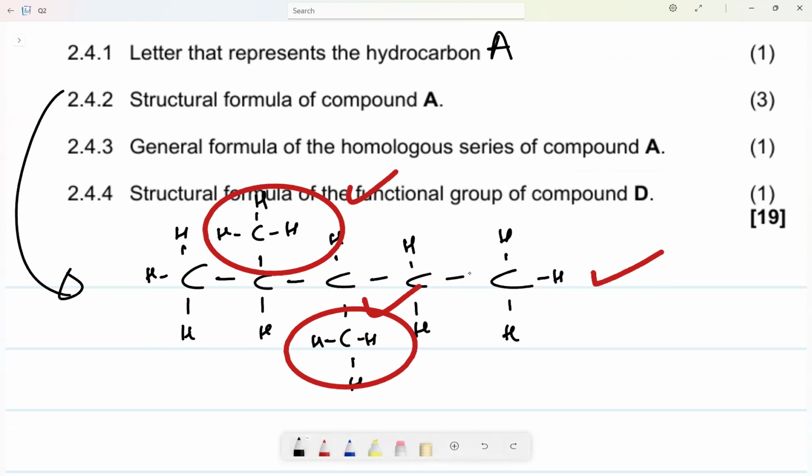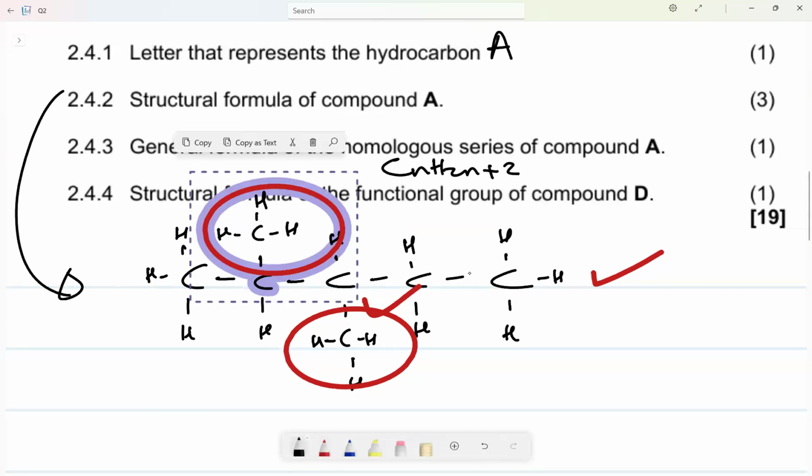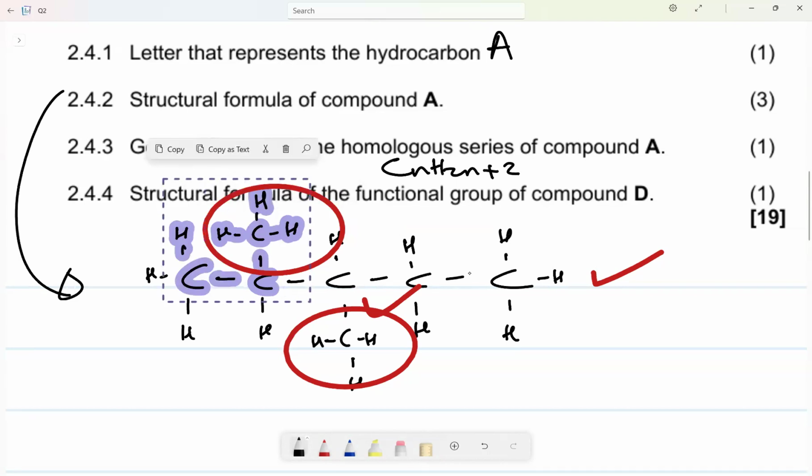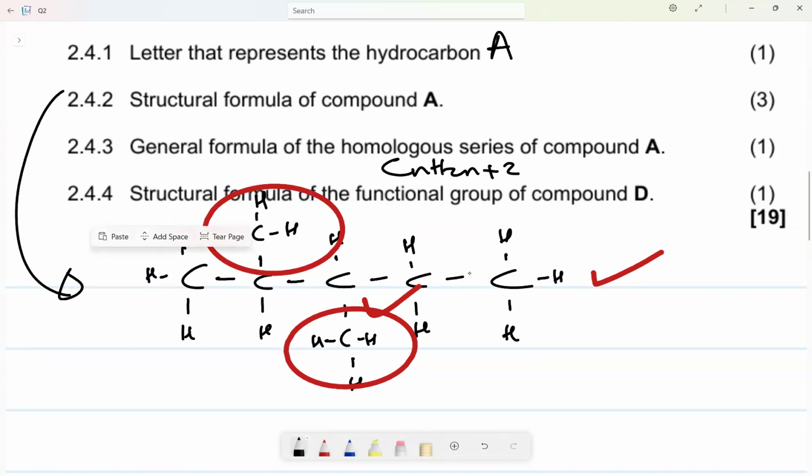2.4.3, general formula of the homologous series to which compound A belongs. An alkane's general formula is CnH2n+2. How interesting is this? Very interesting, right? Organic chemistry is a very interesting topic, which I advise you to master. Master question 5, you are done, for June. For September, you have to master them all.